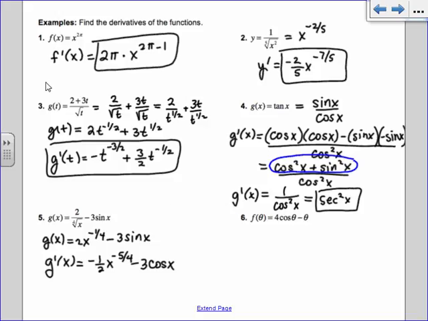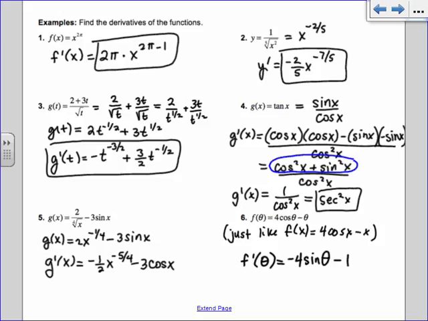Does it scare you that there's a theta? I never liked when there was a theta either. This is just like me asking you f of x equals 4 cosine of x minus x. Would you know how to take the derivative of that? It'd be negative 4 sine of x minus 1, right? Derivative of x is 1. That's the same thing. So f prime of theta is just going to be negative 4 sine of theta, minus 1. So the derivative of cosine was negative sine. So that's why I had a negative. Same idea.